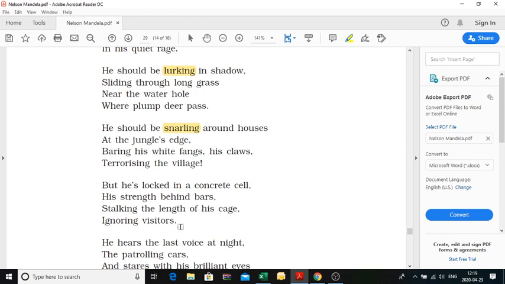So unfortunately, the tiger is not left free in the jungle, right? But is locked in a cage made of cement and concrete in a zoo. His unbound strength is caged in behind the bars. He walked around arrogantly, ignoring the visitors. He has no interest in them. So he is walking here and there again.